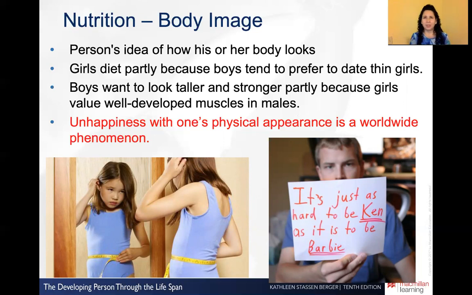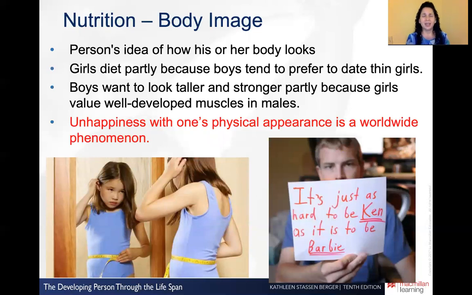And we know this from research, girls diet, partly because they believe here in the West that boys prefer girls to be thin. In other cultures, they don't. They like curvy women. They like women in a certain way that is not this Western ideal of size 2. Right? Boys want to look taller and stronger because they think girls like muscles. Right? And so we're doing all that.